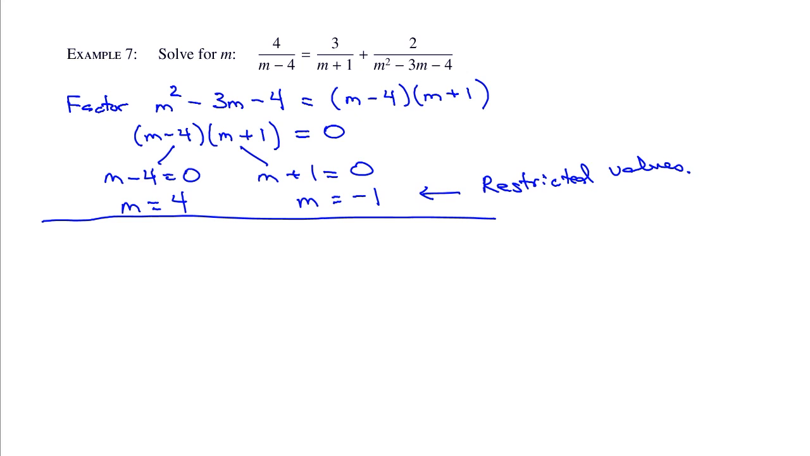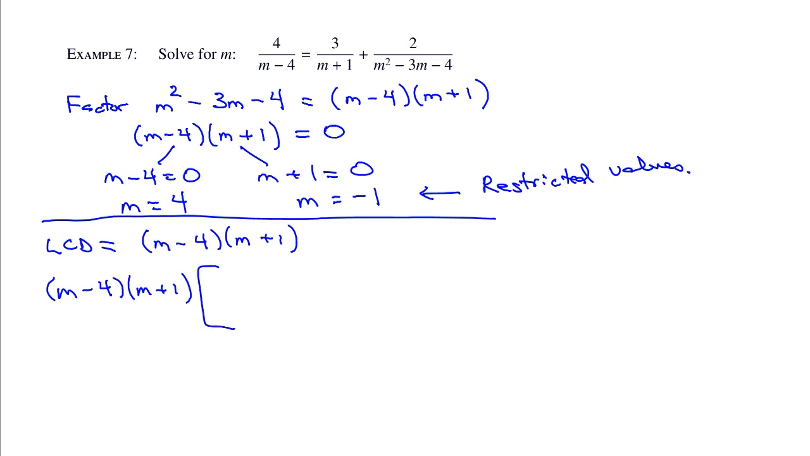Let's look for the LCD. We have the two factors from the right side quadratic. And then if we look at the other two fractions, those denominators are already present in the LCD that we already have, m minus 4 and m plus 1. So m minus 4 times m plus 1, that's our LCD. We're going to multiply both sides of the equation by the LCD.